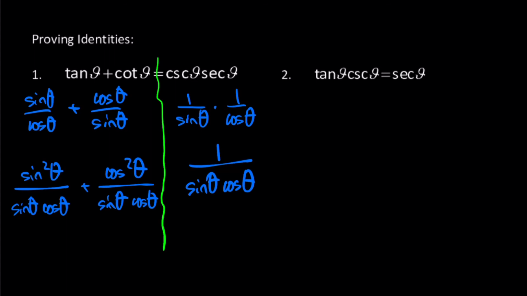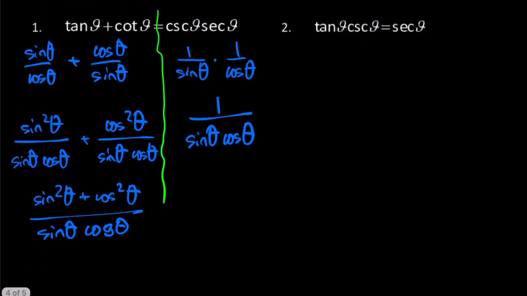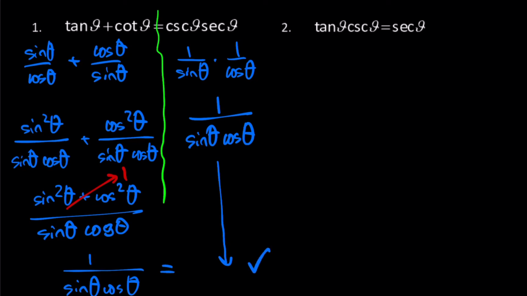Now when I add those fractions, you add your numerators. So that's sine squared theta plus cosine squared theta over sine theta times cosine theta. And notice this. Sine squared plus cosine squared equals 1. You have to indicate that you're substituting that in. You don't need to write it all out again, but that's just a 1. So that gives me 1 over sine theta cosine theta, which is exactly what I have on that side, and I've just proven that identity.